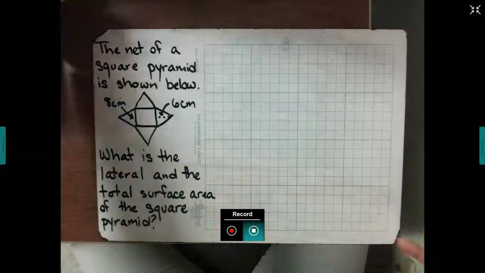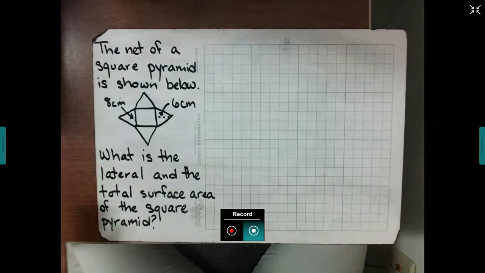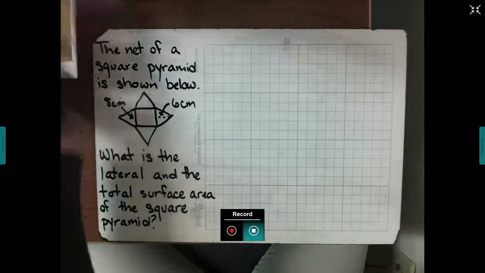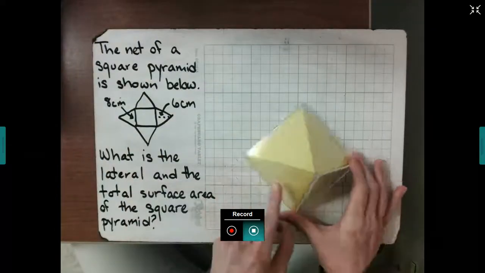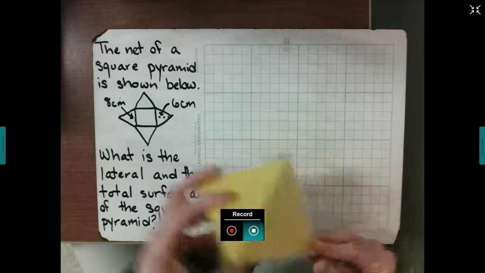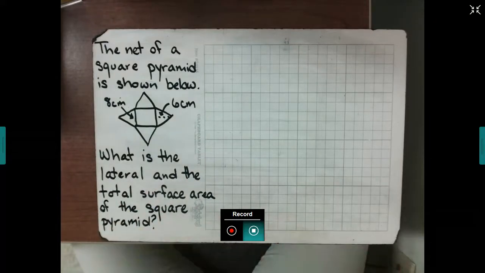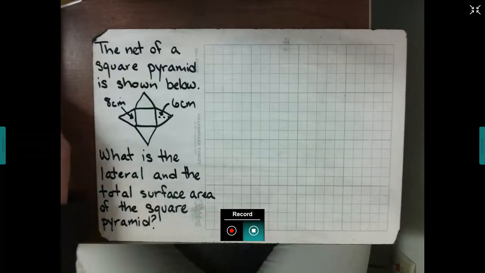Within surface area, we have 2 types that we're going to learn about today, lateral and total. Lateral surface area is the surface area of just the sides. So it would just be the triangles in this pyramid, right? Total surface area, the definition is pretty intuitive. It includes the base. It is the complete surface area of all of the faces. So let's go ahead and try an example problem.